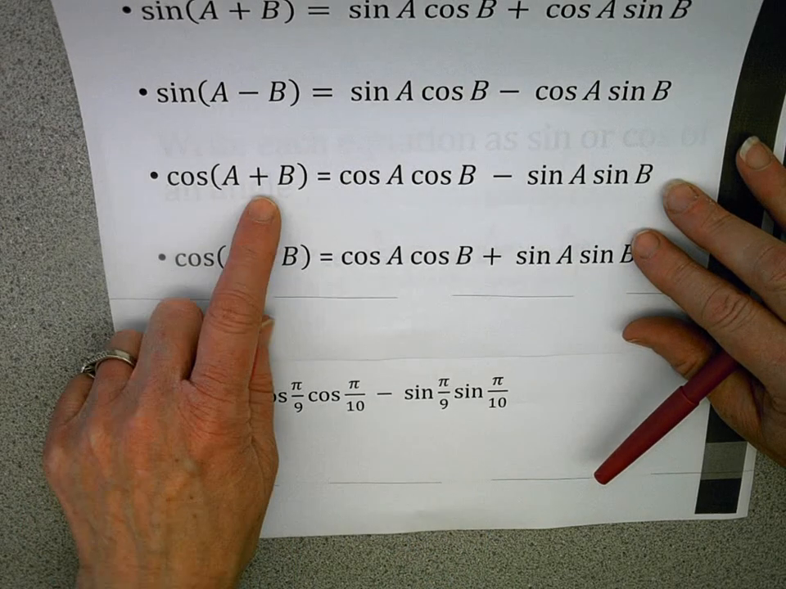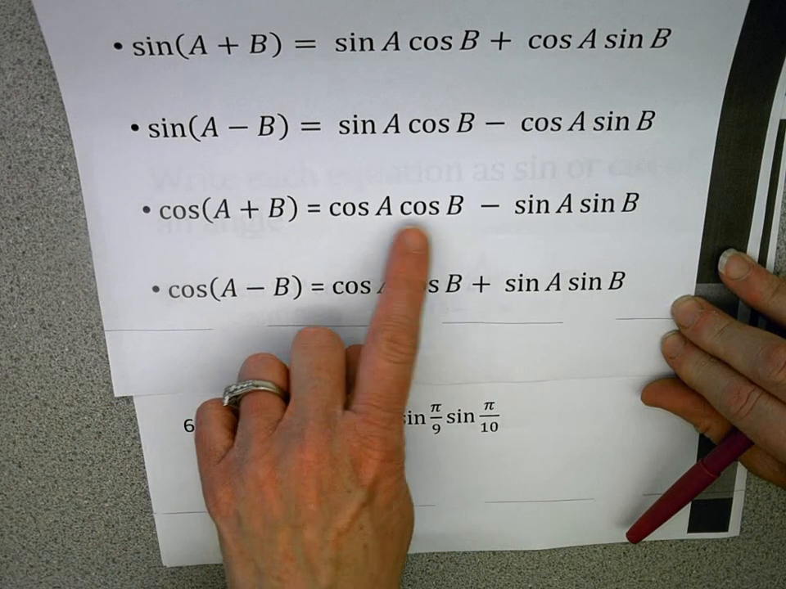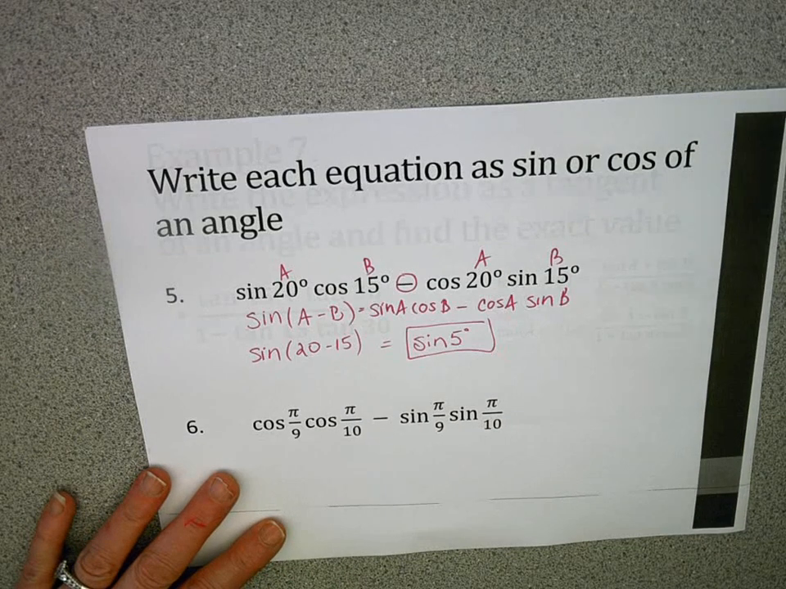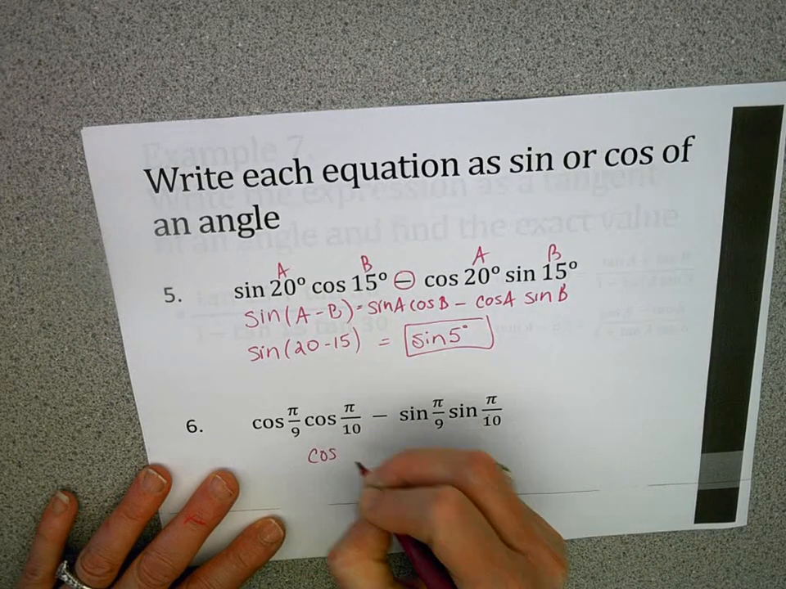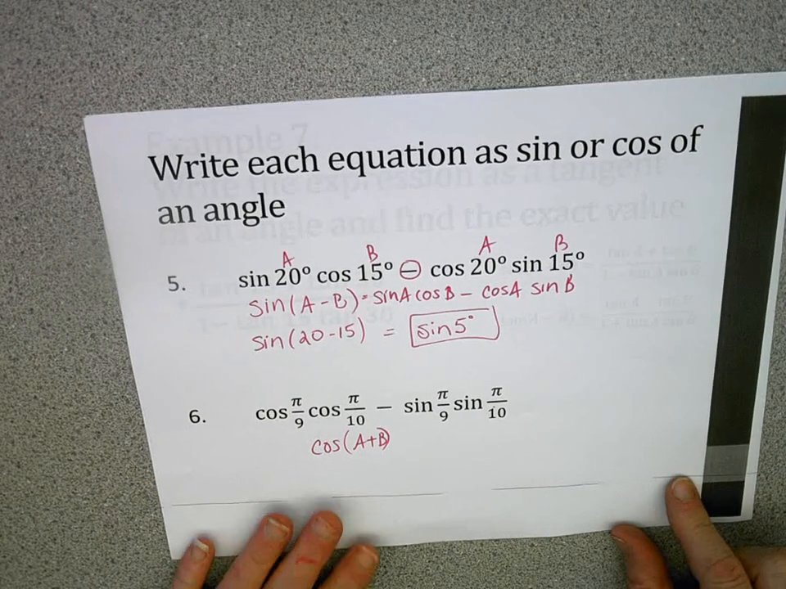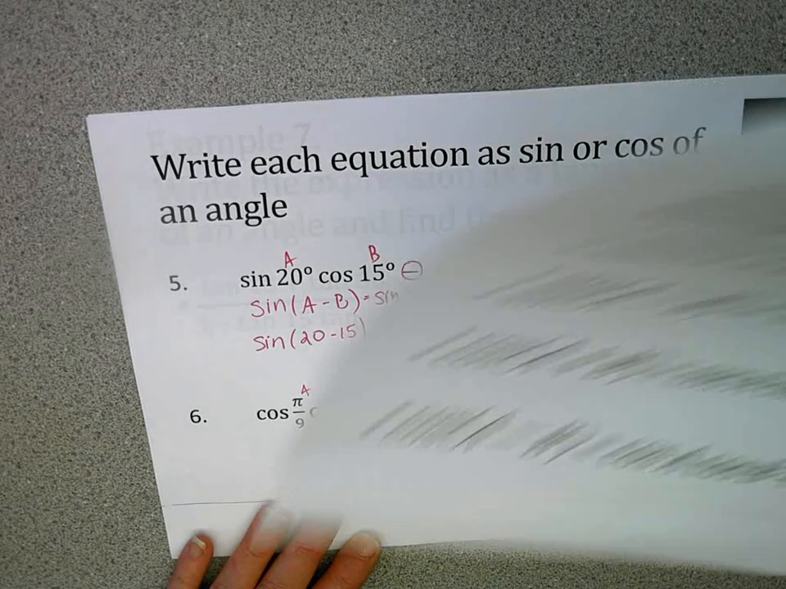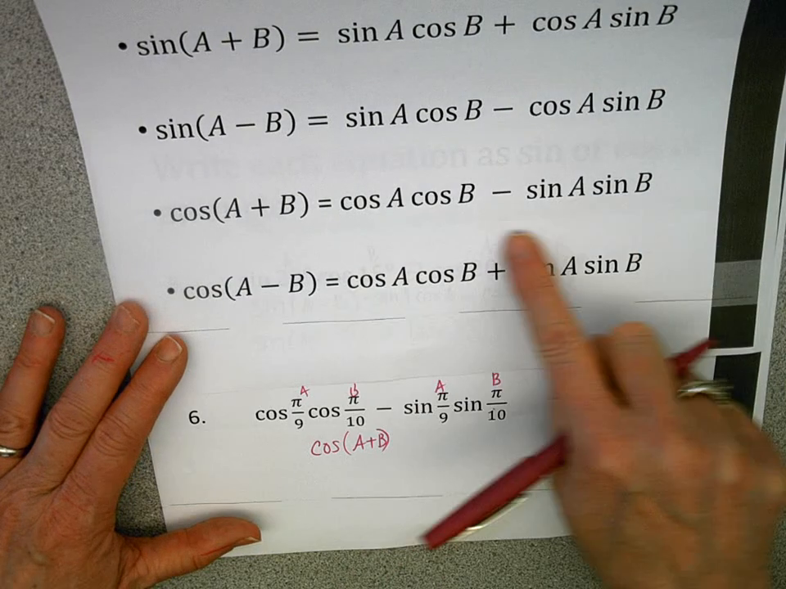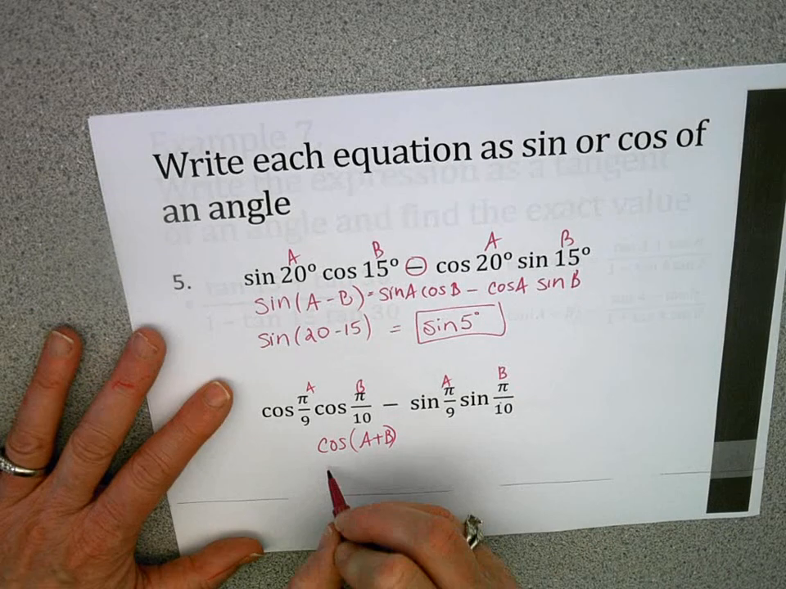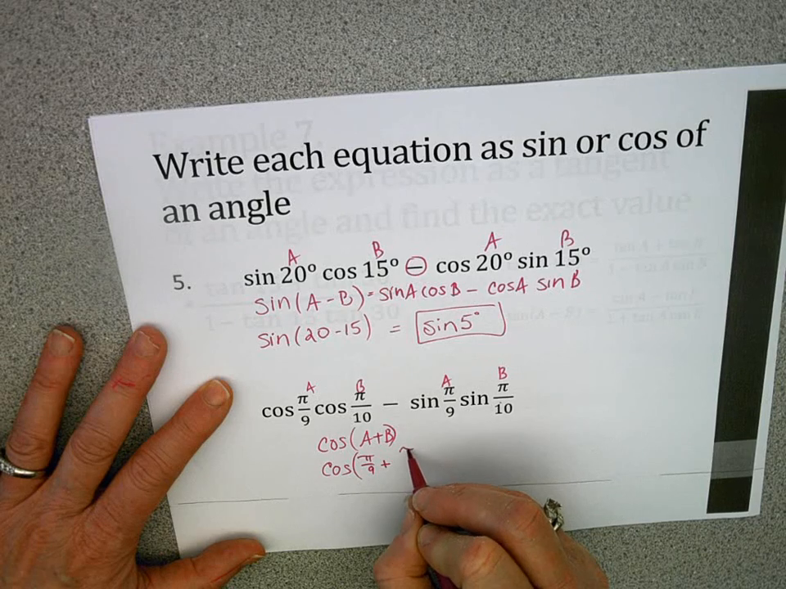If you're looking at this formula right here, if you go up to here, make sure you guys can see it. Cosine A plus B is cosine cosine minus sine sine. Cosine cosine minus sine sine. So this must be a cosine A plus B. Again, opposite sign with cosine. And we just needed to identify where A and B is. Going back to here, you should be able to identify that. Okay, so my A must be pi over 9. My B must be pi over 10.